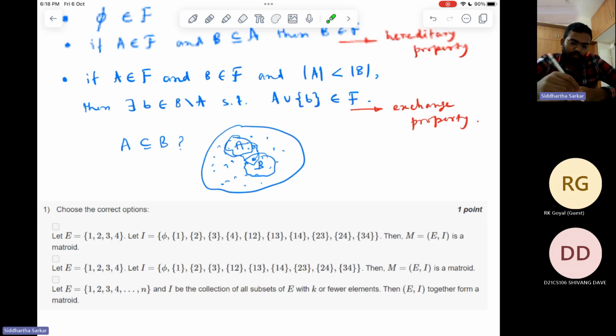So you are saying that this one is not a matroid. This one is also not a matroid, and this one you do not know. I'm sure that the second option definitely is not a matroid, but options 1 and 3 may not be matroids in light of the exchange property.